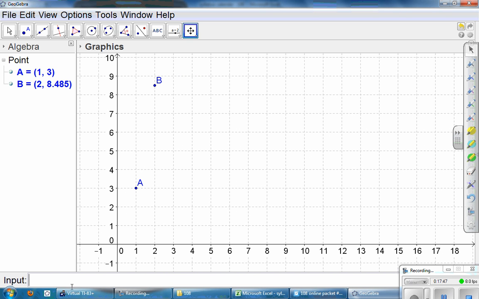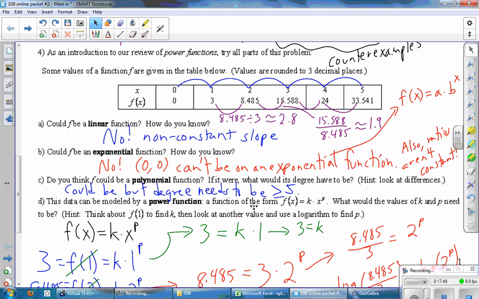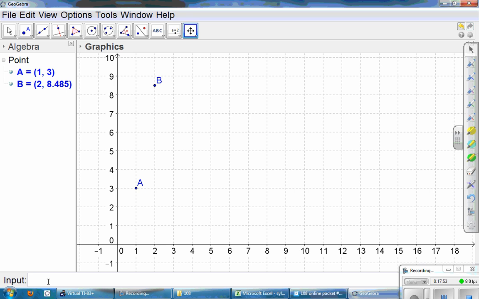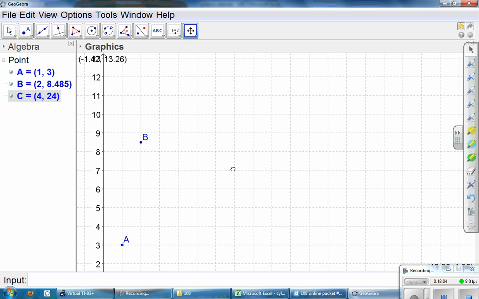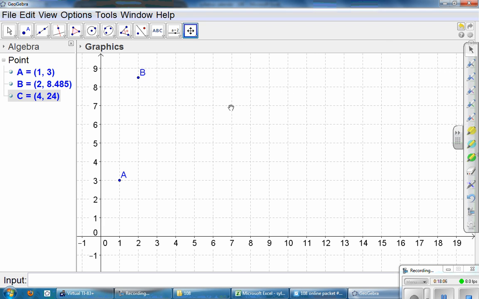And I'm going to plot one more point. We didn't use it, but I'm going to plot one more point from this table, 4, 24. 4, 24, enter. Now here it's going to be tough because 24 is way, way up there. So yes, I can eventually find it if I keep dragging, but I'd really like to be able to see all these points at once. So we need to rescale.